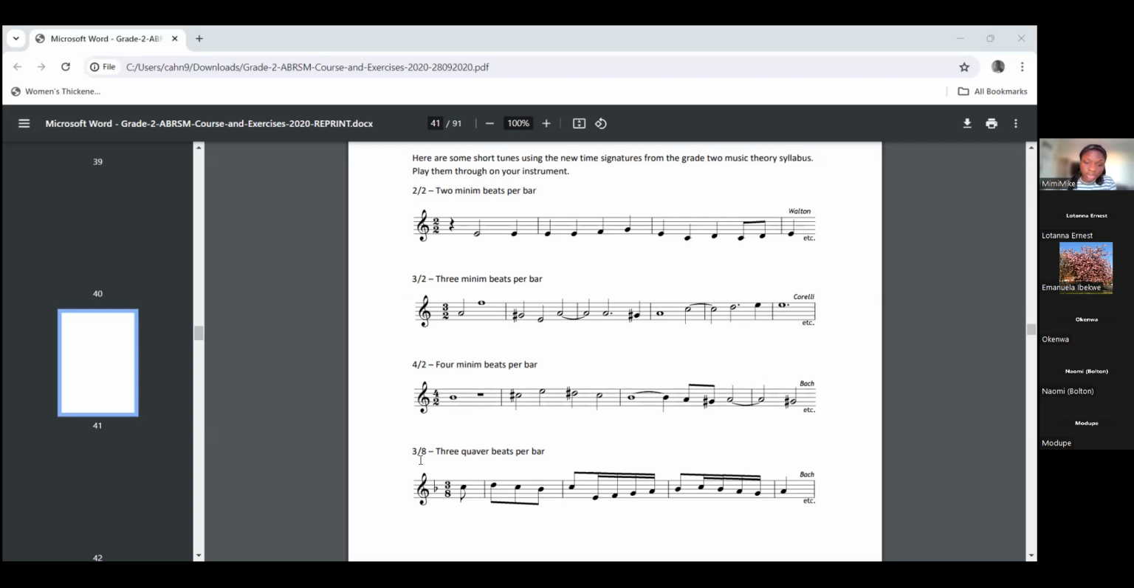So the last one, 3/8, it means 3 quaver beats per bar. So if we look at this, so who can tell me, this particular step is different from the rest, and who can spot the difference? Because we have 3/8 and the first bar is not complete. So who can tell me why? Is it because of the 1 beat at the last bar?